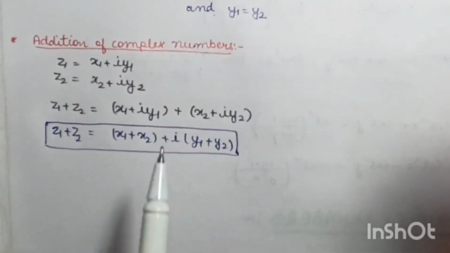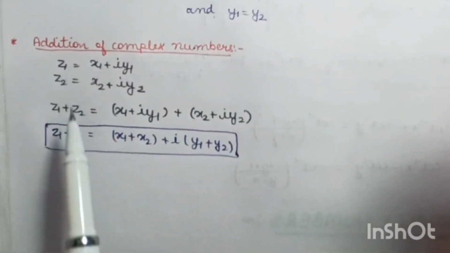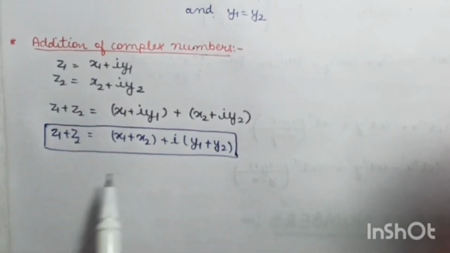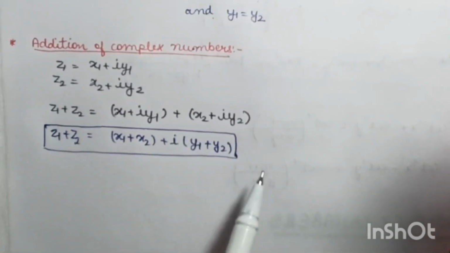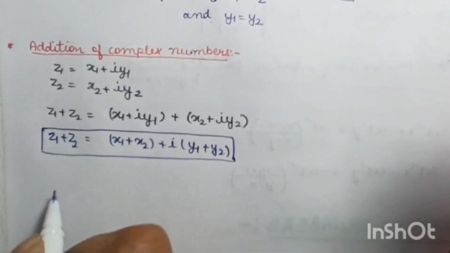Now the addition of complex numbers. We have z1 and z2. If we add both of these complex numbers, what will we get? Real part adds with real part and imaginary part adds with imaginary part. Now we will take an example.